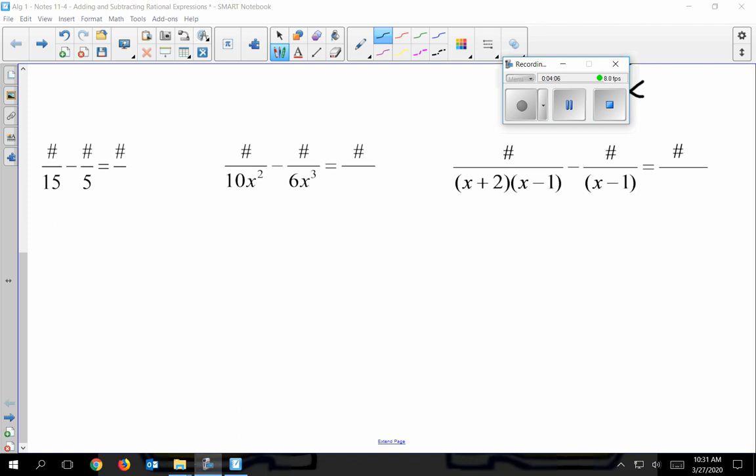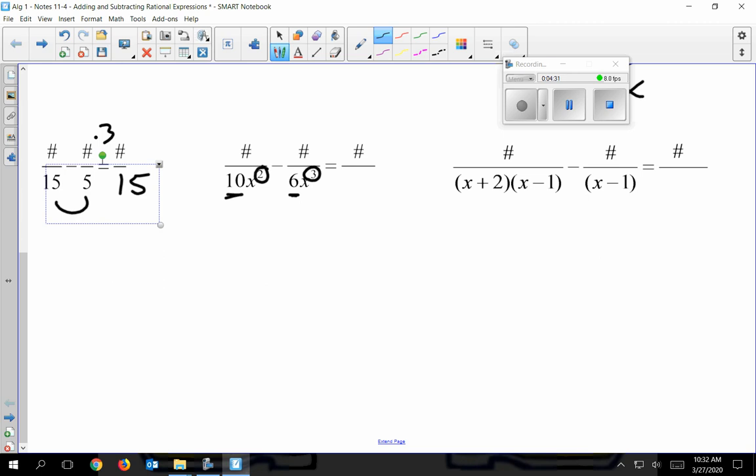Okay, looking at these, 5 does go into 15, so I really don't have to change much here. I know that the least common denominator is going to be 15, but all I have to do is multiply this one by 3 to make that change. Now looking at these two, I have to be aware of the powers here, so they're different, and then I have to find something that 10 and 6 go into.